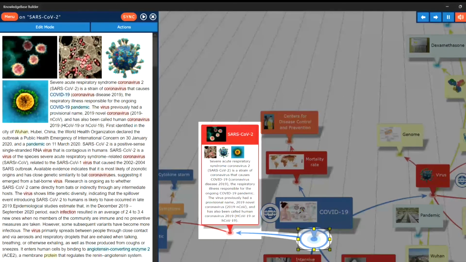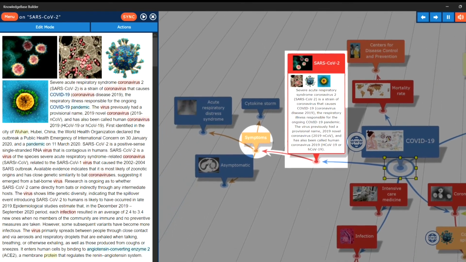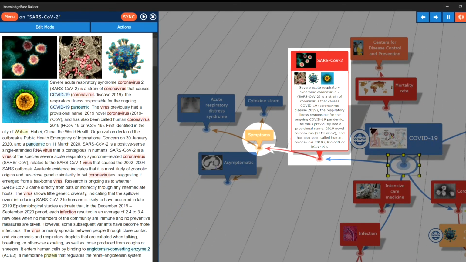SARS-CoV-2. Severe acute respiratory syndrome coronavirus 2, SARS-CoV-2, is a strain of coronavirus that causes COVID-19, coronavirus disease 2019, the respiratory illness responsible for the ongoing COVID-19 pandemic. The virus previously had a provisional name, 2019 novel coronavirus, 2019-nCoV, and has also been called human coronavirus 2019, HCoV-19. The topic, SARS-CoV-2, in overview.